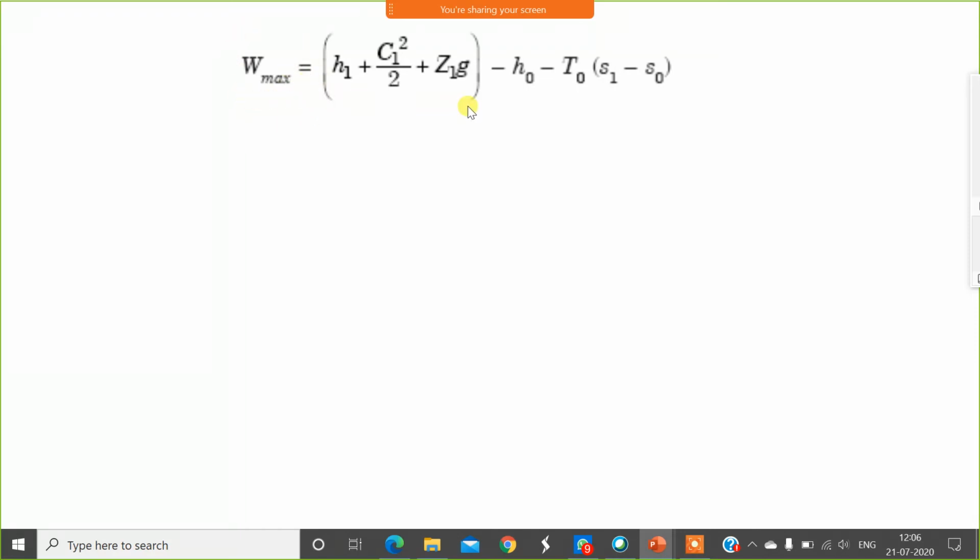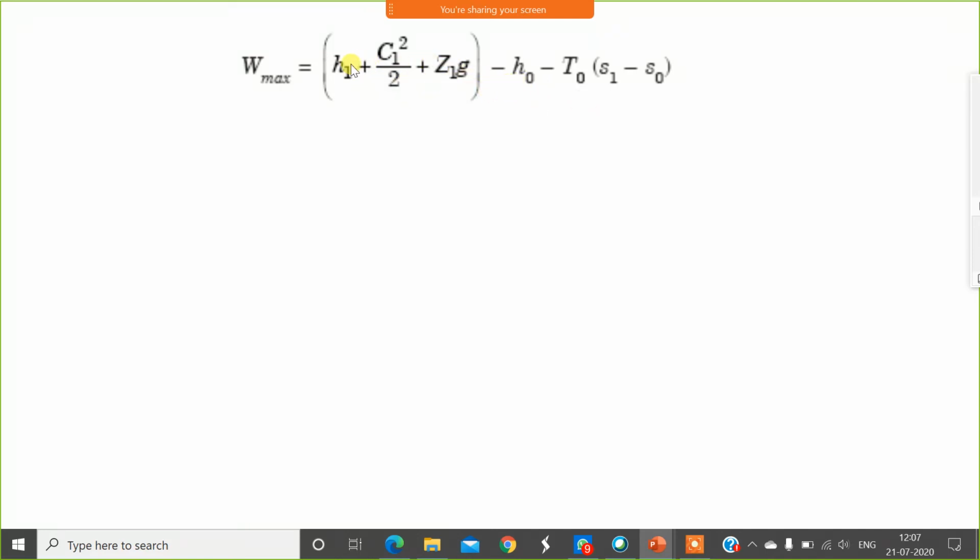Here we are applying the steady flow energy equation, that is, H1 plus C1 squared by 2 plus g Z1, this kinetic energy and this potential energy at inlet, and this at exit. At exit we are considering that the velocity is minimum, that is, C0 is 0, and datum Z0 is equal to 0.